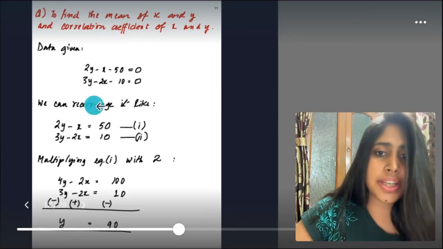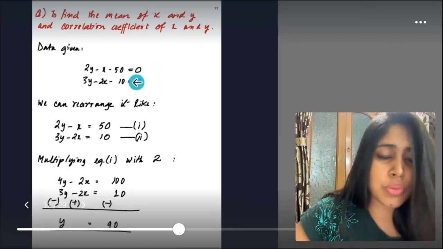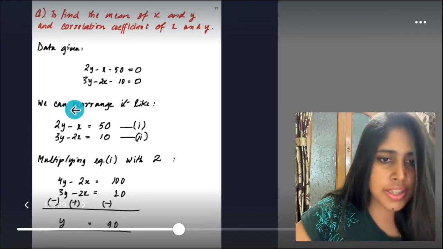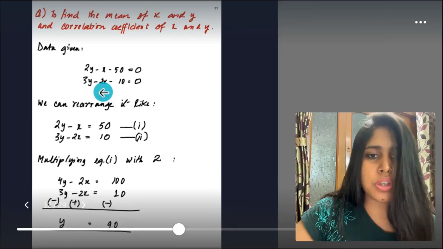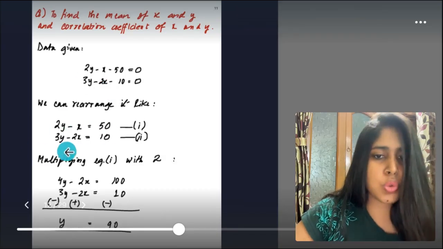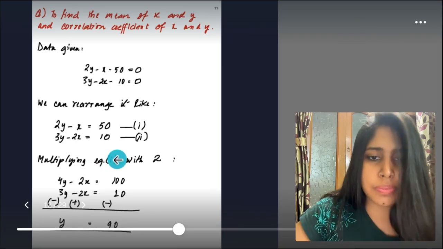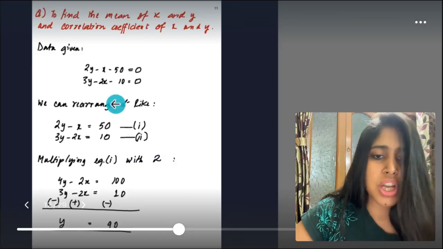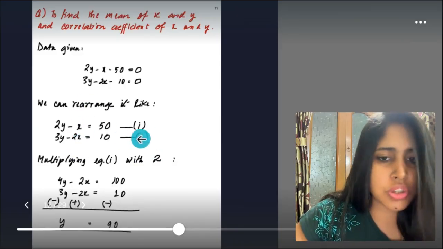This type of question includes giving the regression equations, and we need to find the mean from these equations. We are not given any data set, the values. The data given here are two equations. First, we need to rearrange it, like 2y minus x is equals to 50, 3y minus 2x is equals to 10. Then we need to multiply equation 1 with 2. Why? To match with the coefficient of x in equation 2.